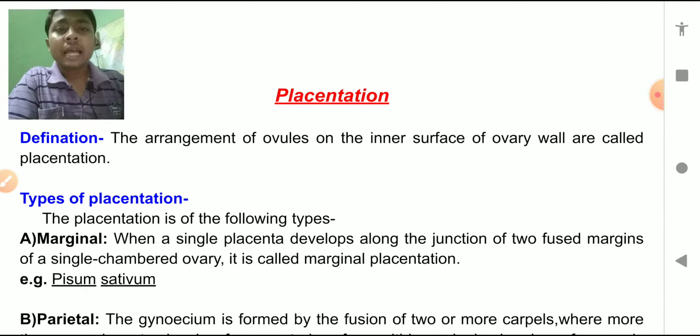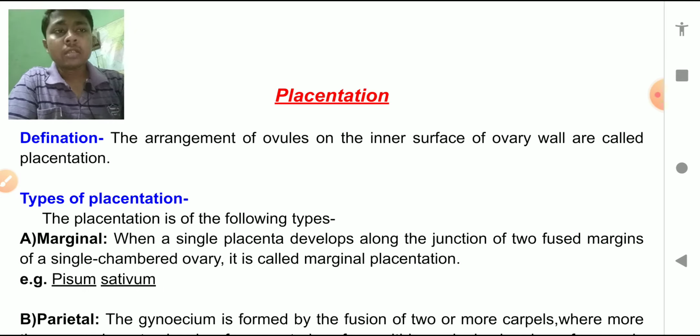Next we talk about types of placentation. In this video we discuss the types of placentation, not only the definition. First we learned what placentation is, and now we're discussing the types of placentation. According to our syllabus, we're discussing 6 types. Next we'll look at their images, how they look, and where they are present.